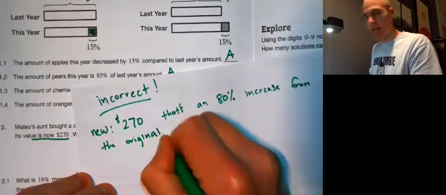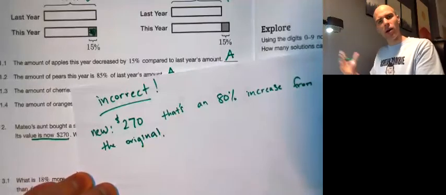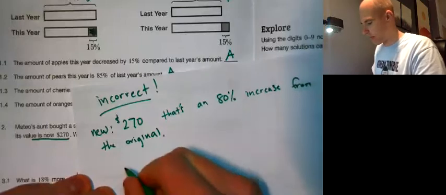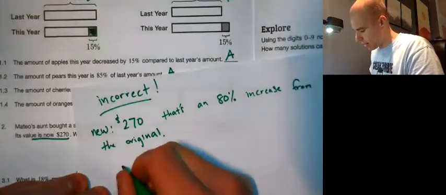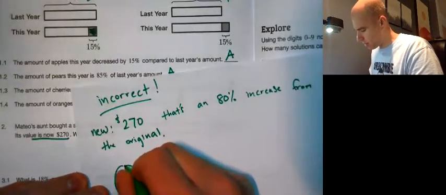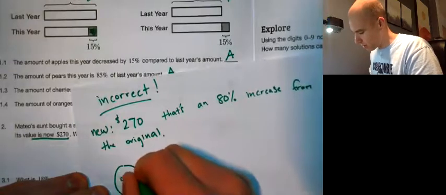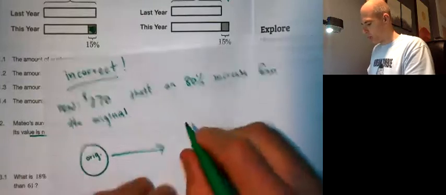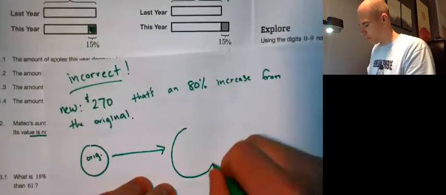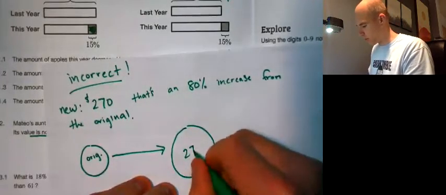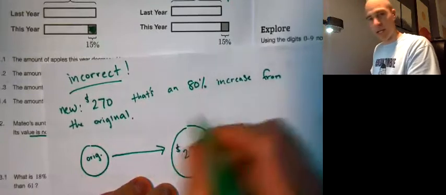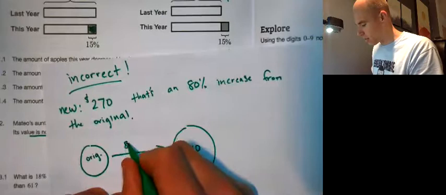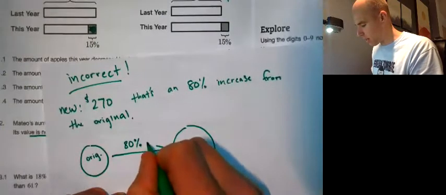Now a big mistake that a student might make is to say, okay, well, let me just take 80% away from $270, right? Like, let's say this is the original stock price. And we know that to go to the new stock price, which is more, so I'm going to make it a bigger circle. This is the $270. We know that this is supposed to be an 80% increase. So I'll write 80% up.